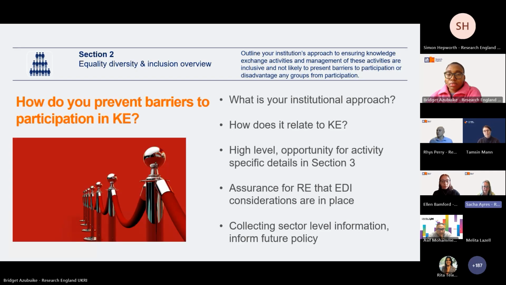How do you prevent barriers to participation in KE? This initial question is high level. We're looking for assurance that as an institution, you've thought about EDI in the context of KE, and we'd like to know what your thoughts are.